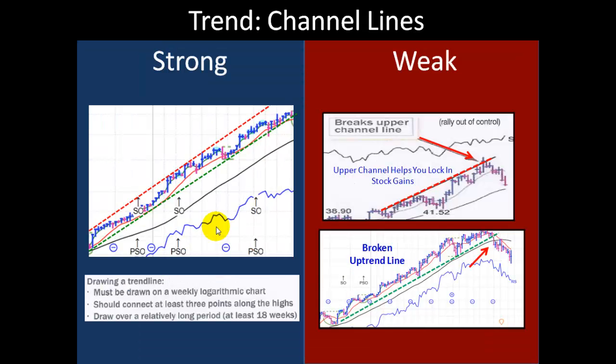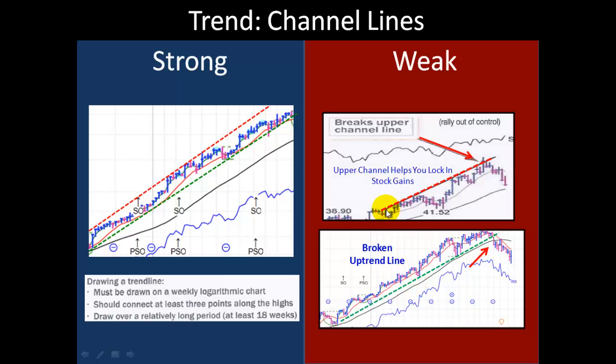Another simple tool to help identify the trend is drawing channel lines. To draw channel lines, you go to a weekly logarithmic chart. You want to connect at least 3 points of price over a long period of time. At least 18 weeks is best. And then as long as the price stays within this channel, you know that you've got a steady uptrend. If it should fall below or above, that tells you that the trend might be changing. So once you've drawn your channel trend lines, it's easy to identify weakness.